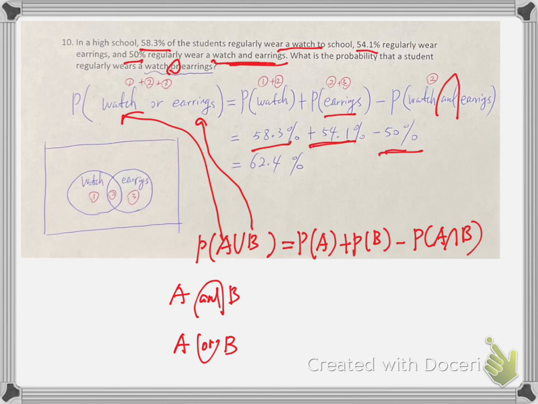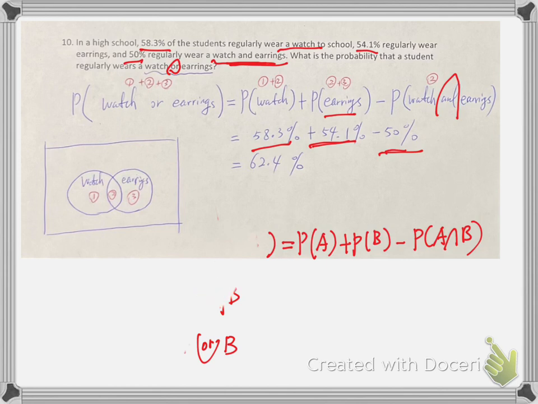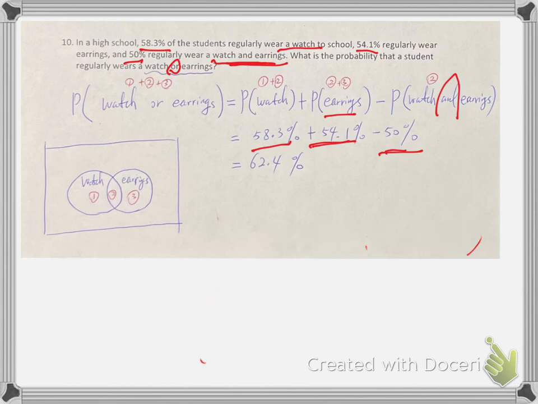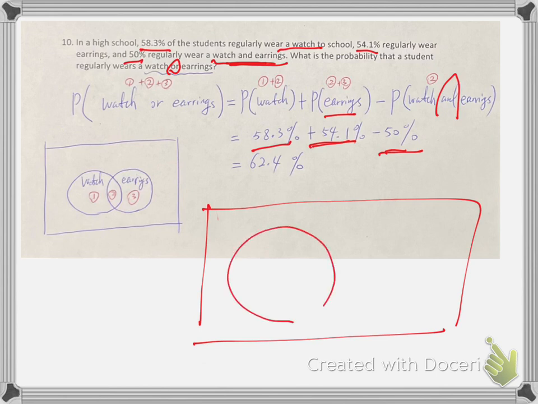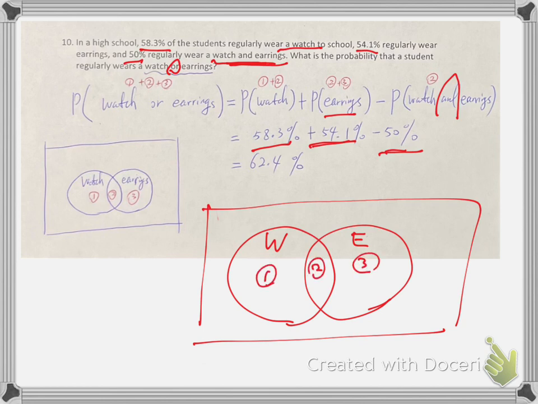So what's the other method? The other method is you can build a Venn diagram. It's the same idea. You draw a rectangle, and then one circle is watch, one is earring, so we use W and E. Now we have three parts.